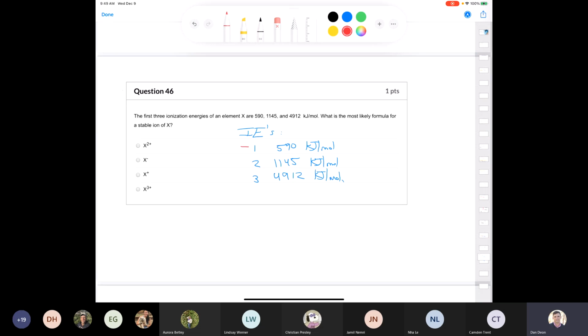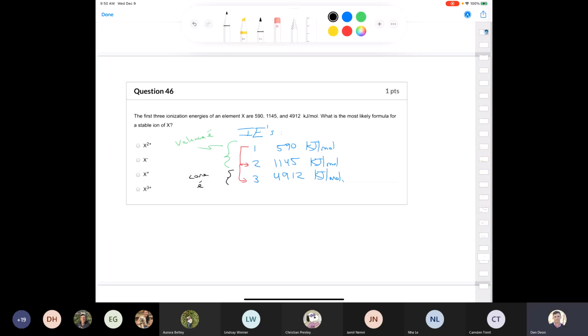When you go from the first to the second, there's a jump, about twice as much. But then when you go from the second to the third, you have a huge change, right? You have more than 4 times as much. And so that tells you that these 2 electrons here, these are valence electrons, right? They don't take nearly as much energy to remove as this electron here, which is a core electron.